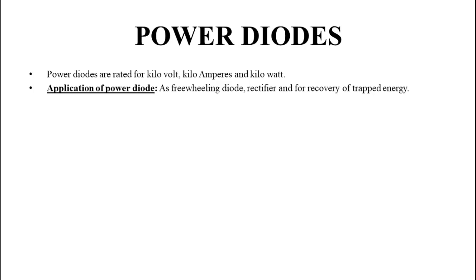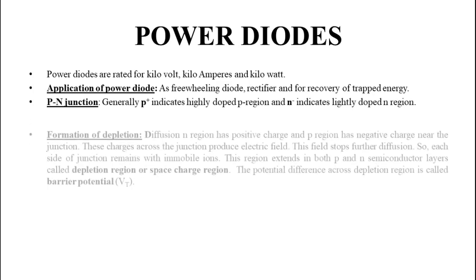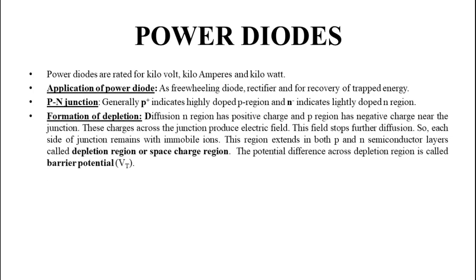Now we start with the PN junction. So what is a PN junction? A PN junction is formed when a p-type semiconductor physically contacts an n-type semiconductor. The P region has a high concentration of holes and a low concentration of electrons, while the N region has a high concentration of electrons and a low concentration of holes. One important thing: wherever you see this P+ sign, it indicates a highly doped P region, and wherever you see this N- sign, it indicates a lightly doped N region.